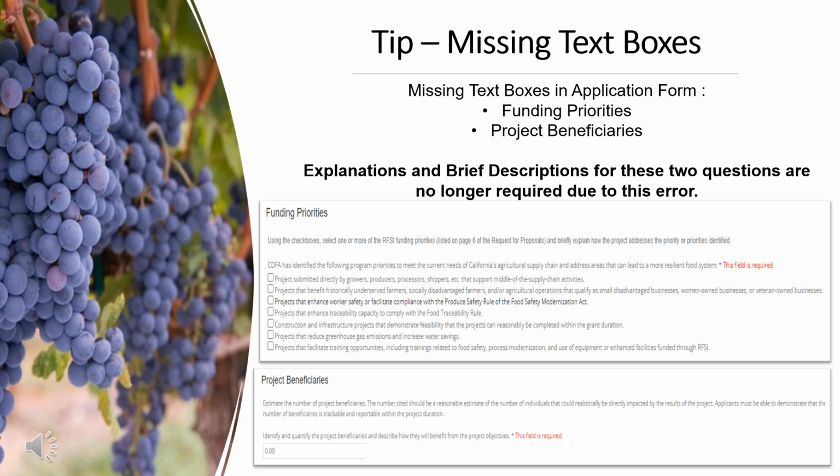This next tip is for the application form. There are a few places where the application asks for an explanation or a brief description, but there is no text box. Specifically on the application form under Funding Priorities and Project Beneficiaries. We are aware of the issues and apologize for the inconvenience.